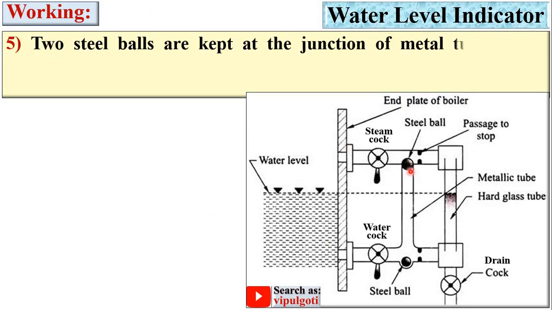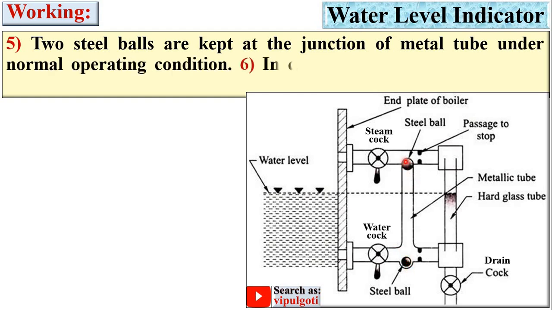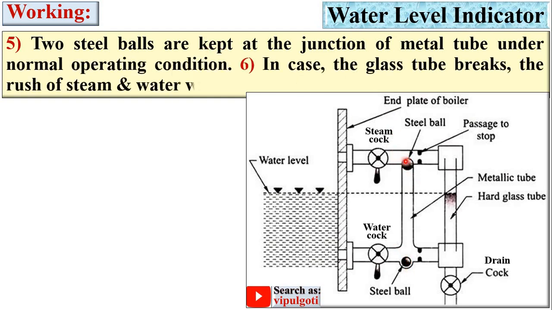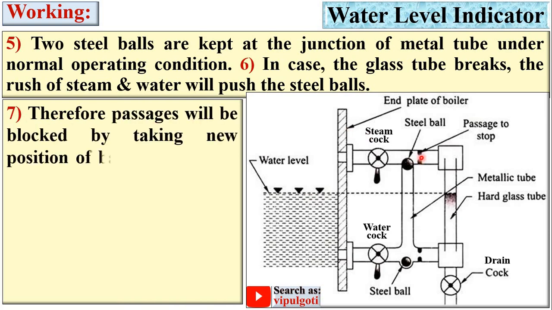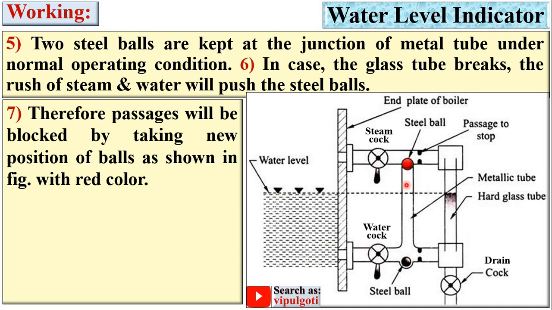Next, two steel balls, here you can see in black color, are kept at the junction of the metal tube under normal operating condition. In case the glass tube breaks, the rush of the steam and water will push the steel balls. Therefore, the passages will be blocked by the new position of the balls, as shown in the figure with red color. So let's see the new position of the steel ball with red color.